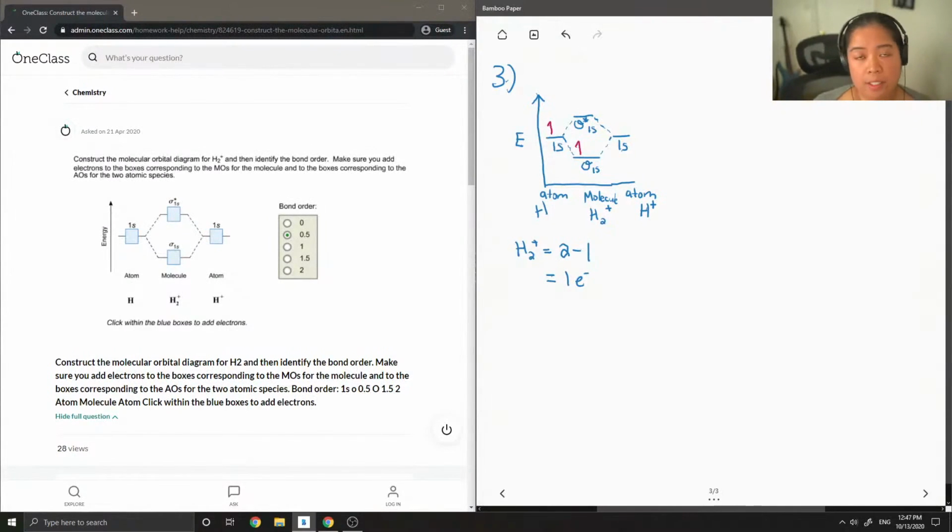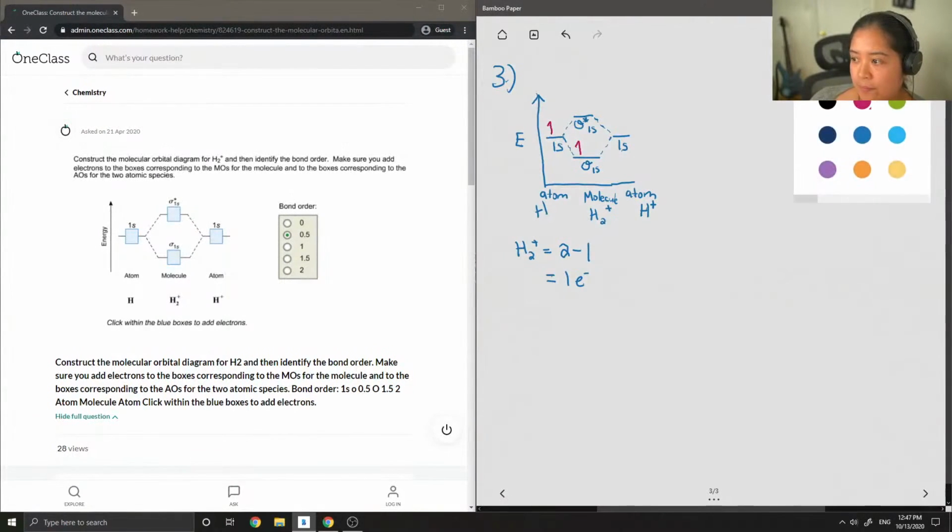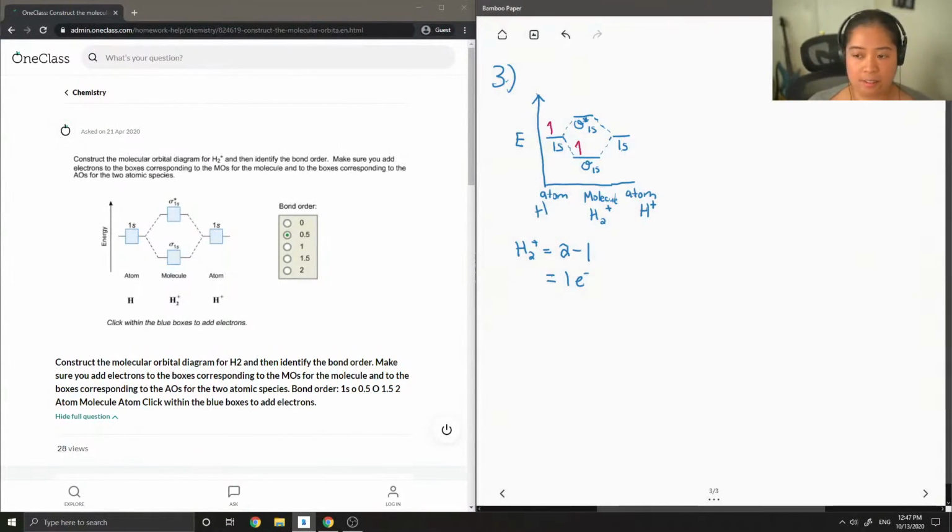It's pretty simple. Hydrogen is one of the easiest elements to write with a molecular orbital diagram. But as the compounds get more complex, you tend to have different levels, and it gets more complicated. But in our case, this is just a simple molecular orbital diagram. So the next part of the question says to calculate bond order.